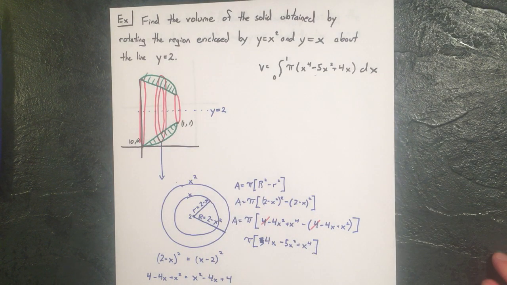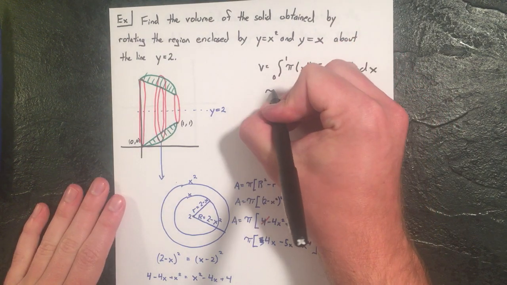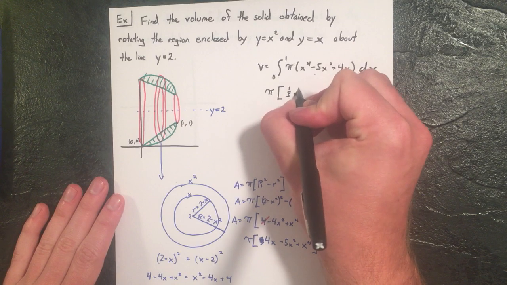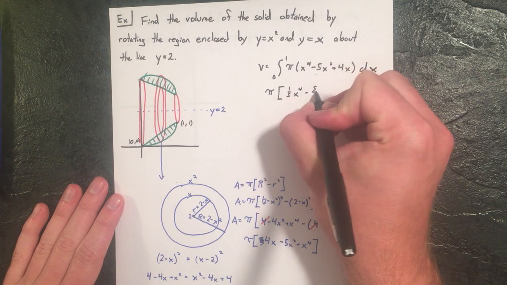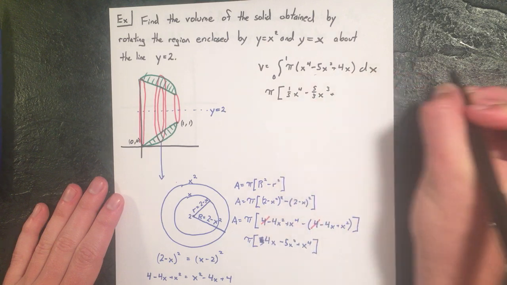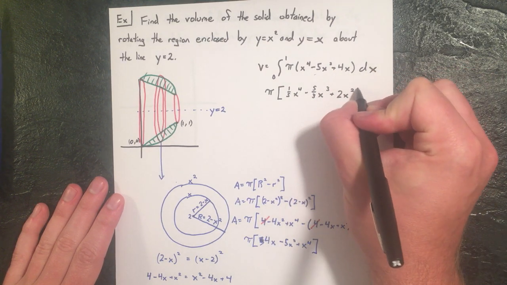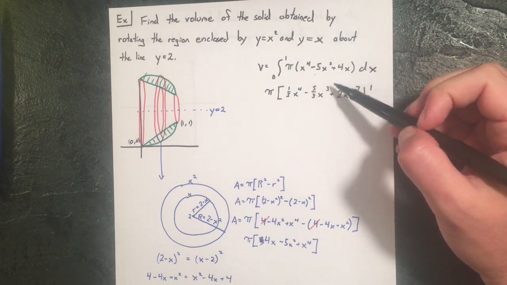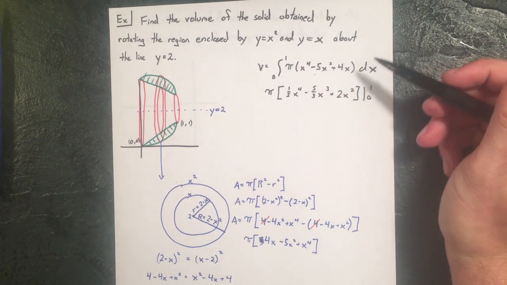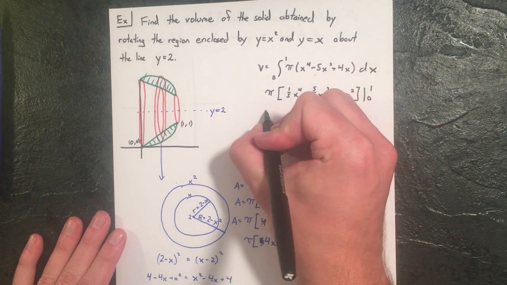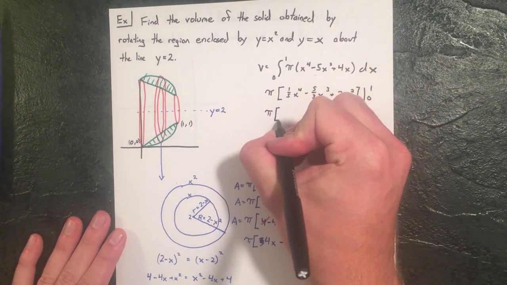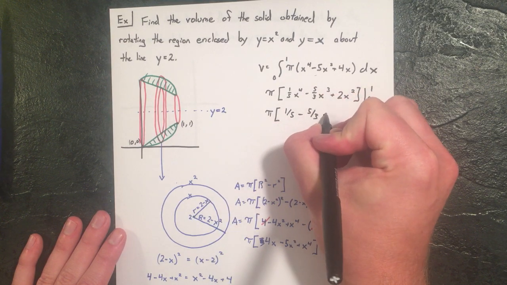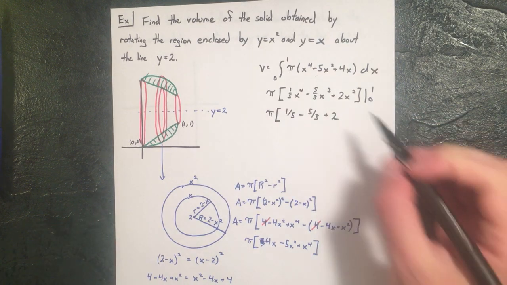At this point, let's actually take the antiderivative. Pi comes out front. 1/5 x to the 5th minus 5/3 x to the 3rd plus 2x squared from 0 to 1. So just normal antiderivative of each one of these pieces. Let's put the 1 in, because the 0 is going to make it just 0 at the end. So we have 1/5 minus 5/3 plus 2.